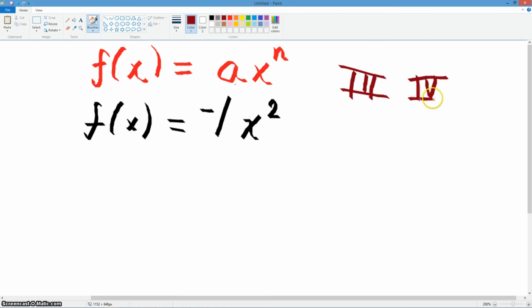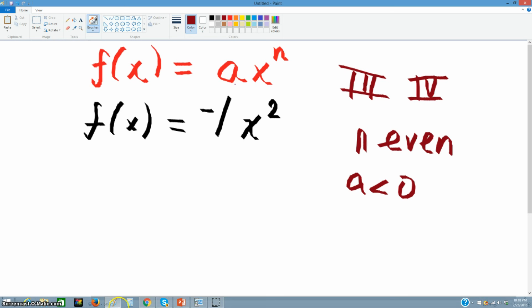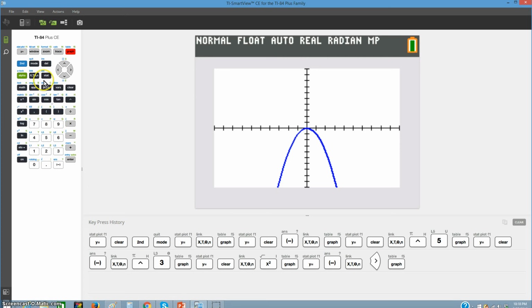3 and 4. What can we say about n, the power or the exponent? N is even, of course, it still is. But this time, what can we say about a, the coefficient? A is negative. In other words, a is less than 0. So if we have even powered functions, but the coefficient is less than 0, in other words negative, it's going to start in quadrants 3 and 4. So let's check.